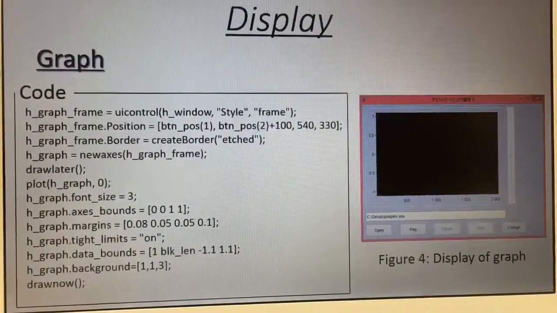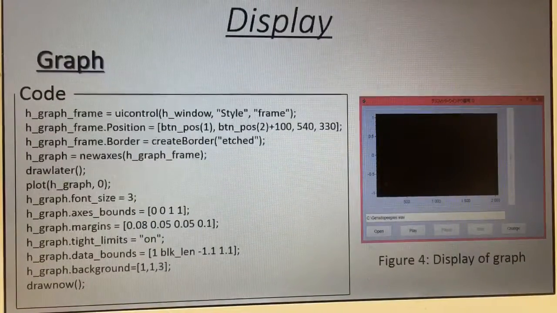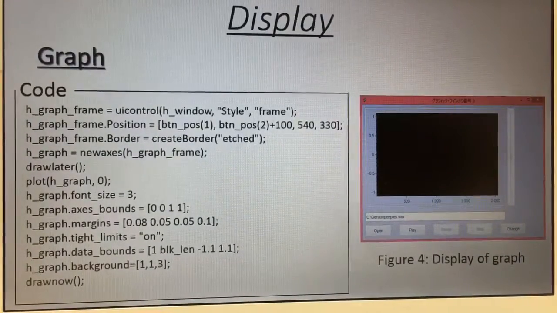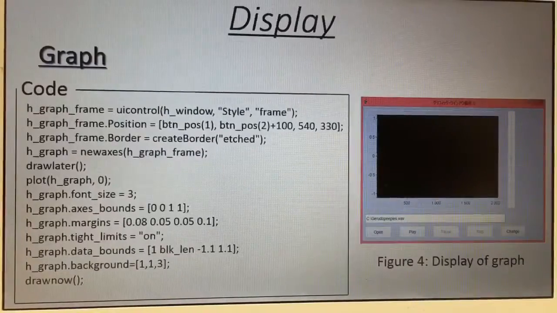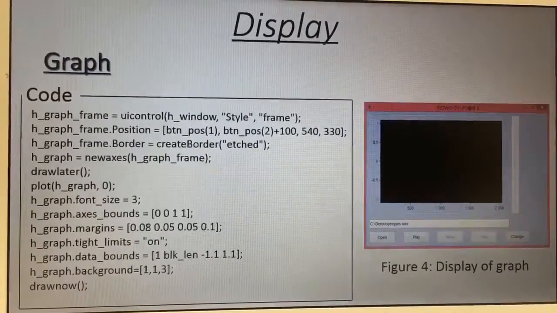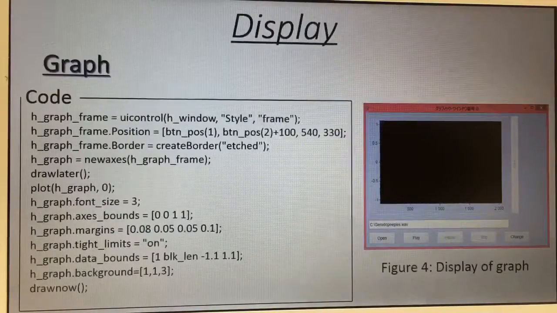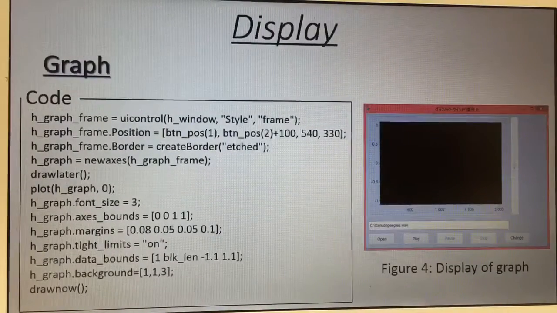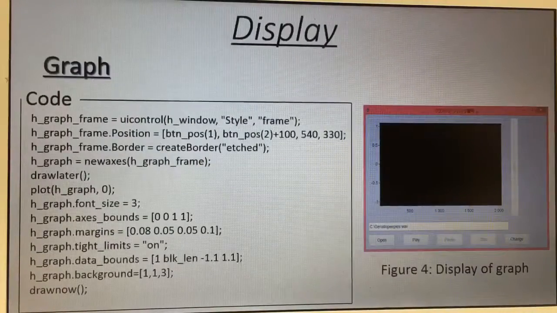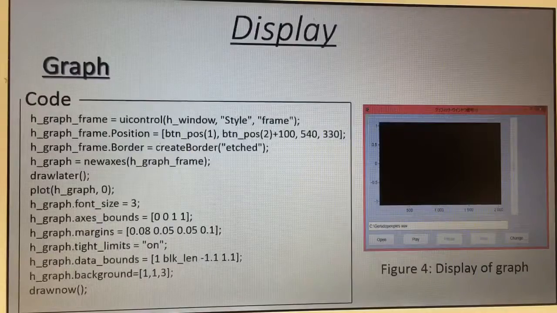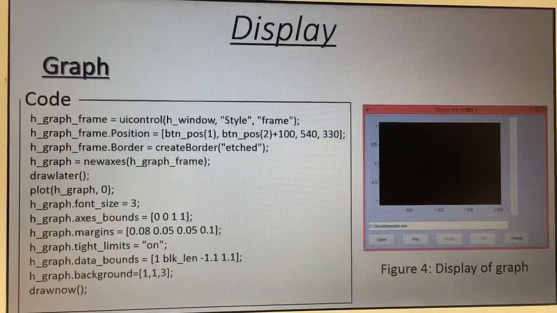Graph. This code is to display a graph. The important parts in this code are hgraph font size, hgraph axis spans, and hgraph margins. Hgraph font size is the size of the axis and scale. Therefore, the size of the axis and scale is changed by changing these numbers.